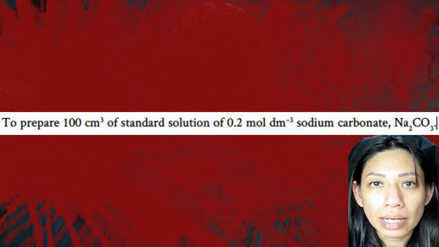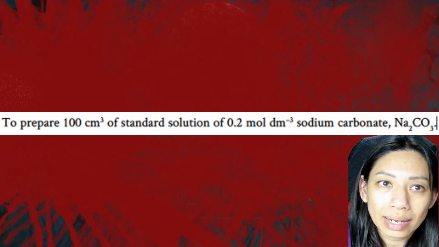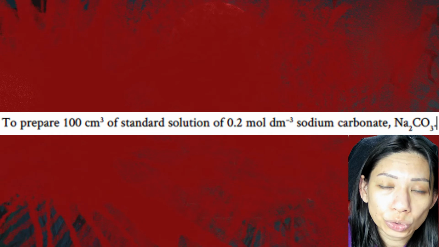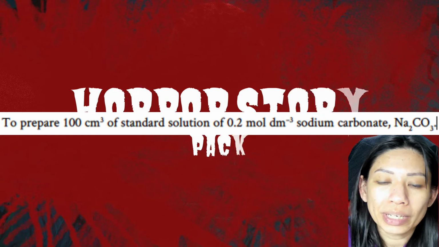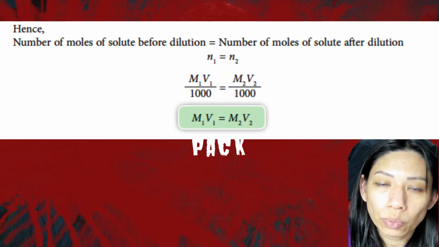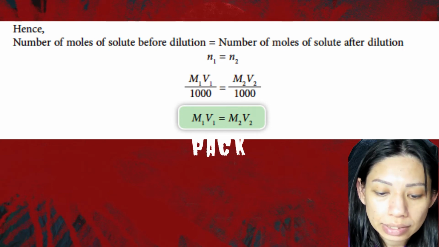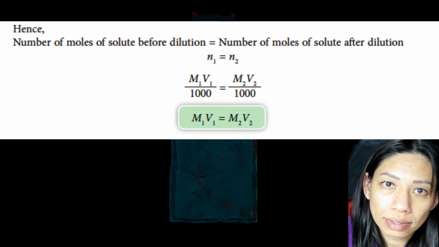of sodium carbonate. So in this sense, let's say you want to get 100 cubic centimeter of 0.2 mole per cubic decimeter of sodium carbonate from 1.0 mole per cubic decimeter of sodium carbonate. You need to calculate your V1. Through calculation, you will get your V1. Let's say for this example, you want to make 100 cubic centimeters.